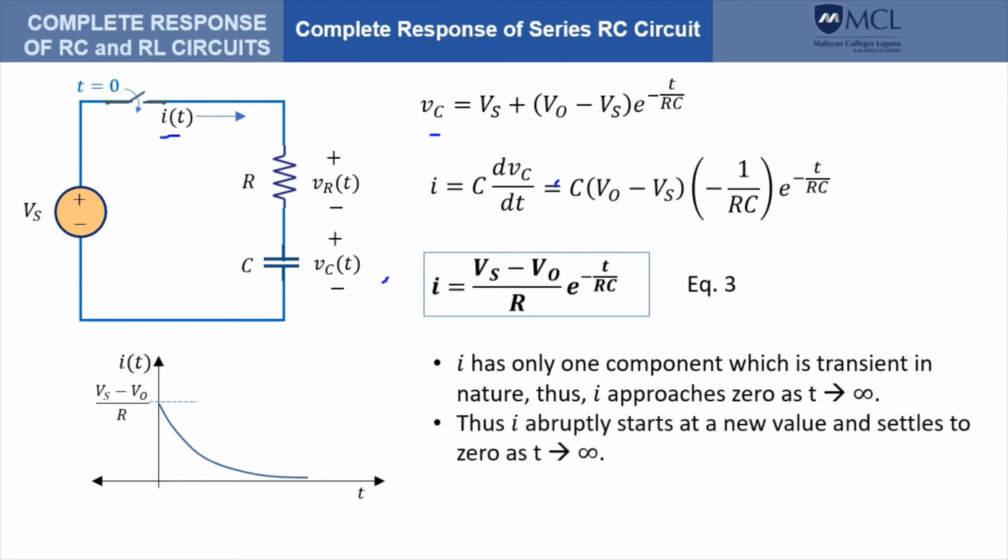Take note that upon the closure of the switch, I jumps from 0 to this value, V sub S minus V naught over R, but it decays after that to 0 as t approaches infinity.